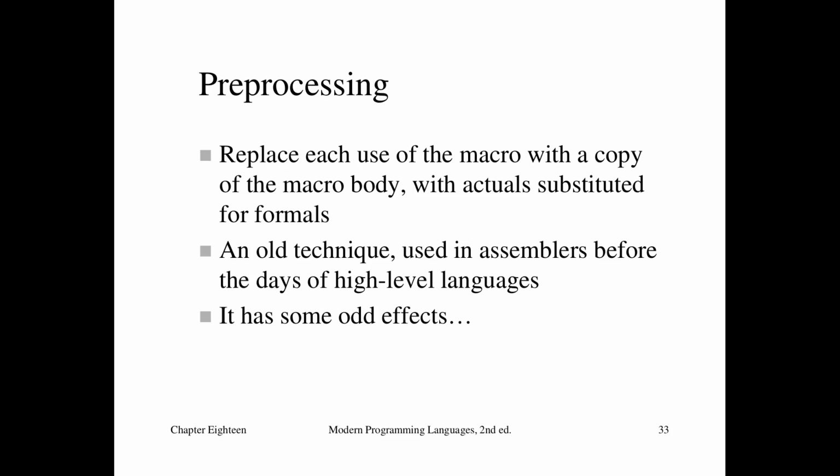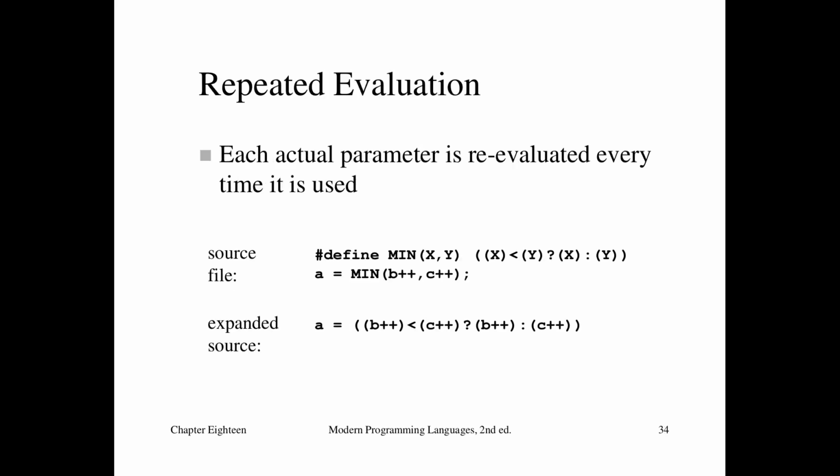Now we have to understand that the preprocessing step will replace each use of that macro with a copy of the macro's body, with the actual substitute for the formal parameters of the macro. So it's a very old technique, as I said before. It's used in assembly language, but it has some really odd effects. Specifically, each actual parameter will be reevaluated every time it's used. So this is dangerous if your parameters have side effects. A side effect type parameter would be an expression that updates a value, for example, B++, C++, right? That's incremental assignment. So we're changing the value of B and then changing the value of C.